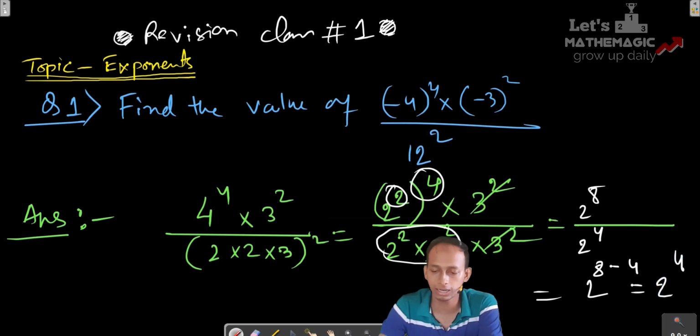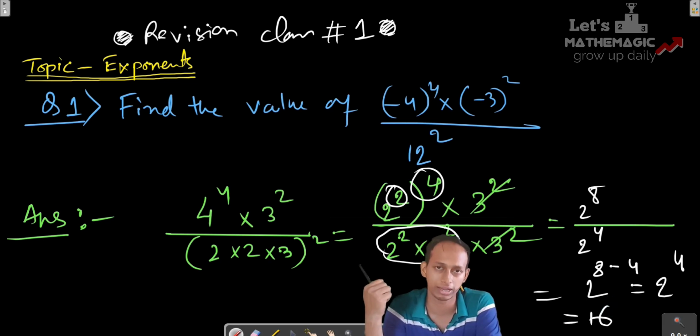So this is the answer, and you can expand 2 to the power 4, that is 16. So 16 is the final answer. I hope all of you have understood. Let's move on to the next sum.